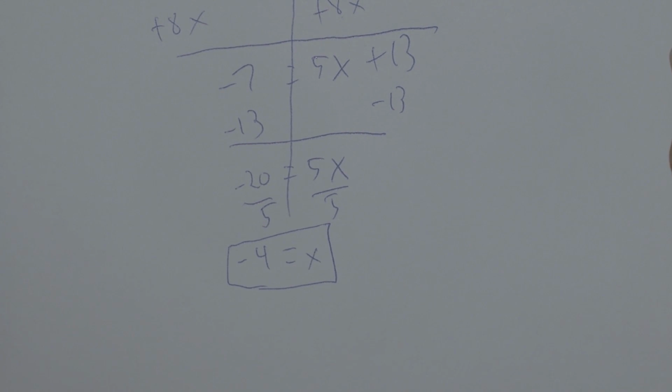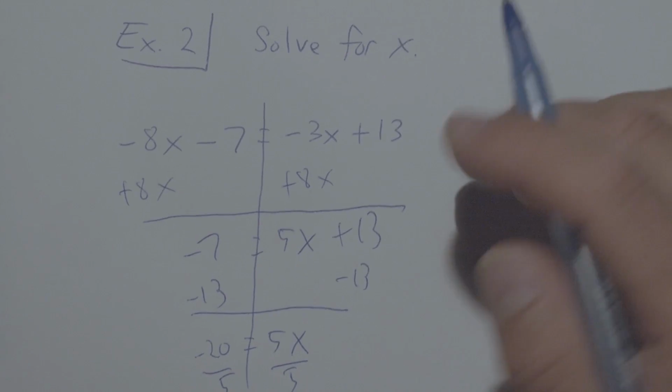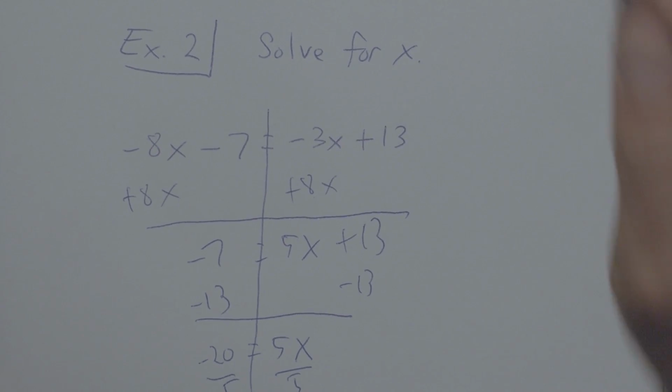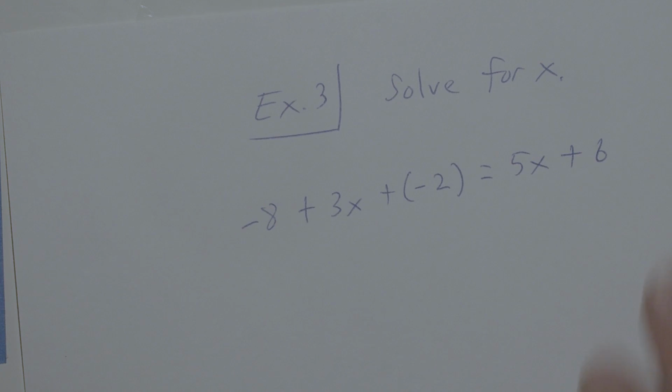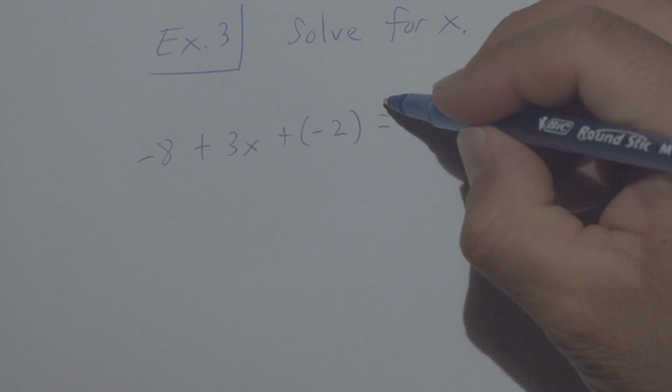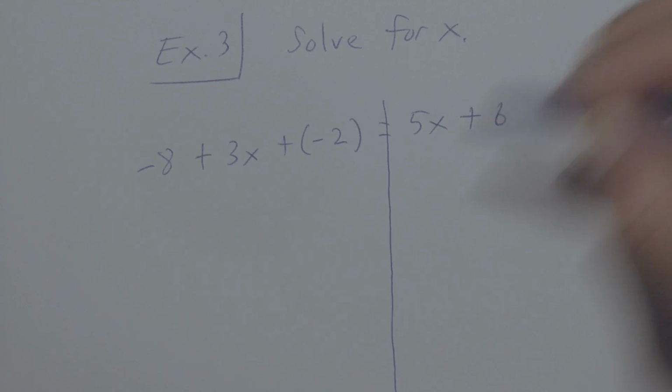And we're going to do one more example. Remember, we're solving equations with variables on both sides of the equal sign. So there's a variable over here, variable over here. We're just trying to get you guys used to doing that. So here's the last example. We're going to solve for x again. And this time, this one's a little different. Okay, so check this one out.